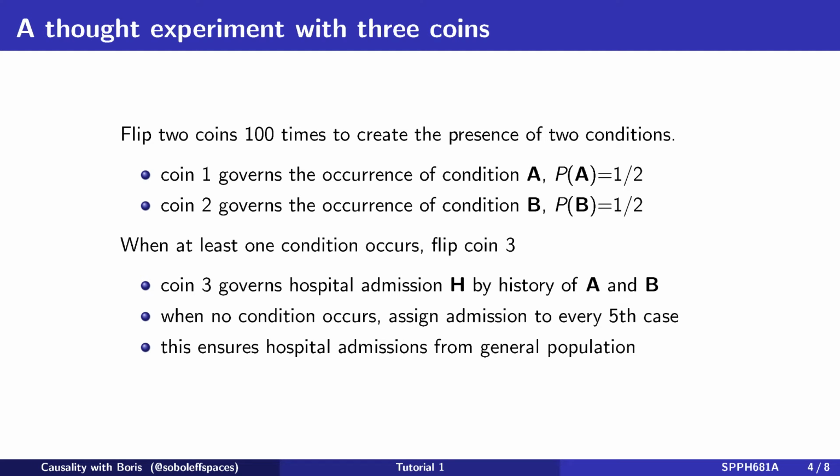One coin determines the occurrence of condition A. The coin is fair, so the probability of A is 1/2. The second coin determines the occurrence of condition B, with a 1 in 2 probability. When at least one of the two conditions occurs, we flip the third coin. It governs the occurrence of hospitalization by the history of the two conditions. When neither condition occurs, hospitalization is assigned to every 5th case. This is done to make sure that hospital admissions occur in the general population as well.